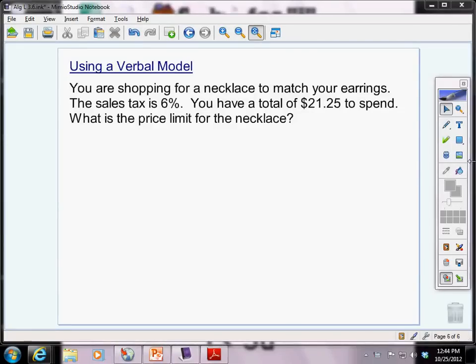Take a look at this example. It says you are shopping for a necklace to match your earrings. The sales tax is 6%, and you have a total of $21.25 to spend. What is the price limit for the necklace?